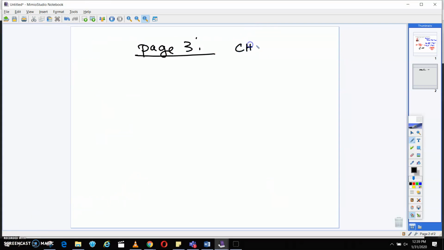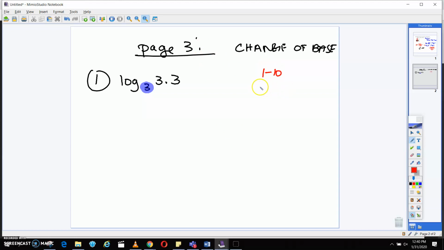Page 3, we're talking about change of base. On this first one, it says log base 3 of 3.3. Now, this is in base 3, and we can tell because there's a little subscript that says 3. In our world, we work out of base 10. We go 1, 2, 3, 4, 5, 6, 7, 8, 9, 10, then 11 all the way to 20, and then 21 to 30, etc. That's how numbers work, guys.